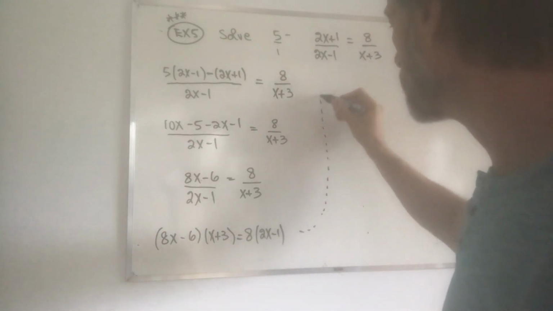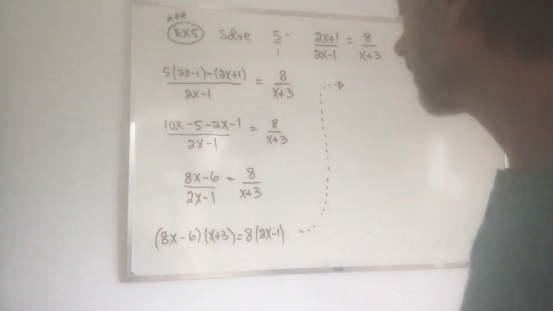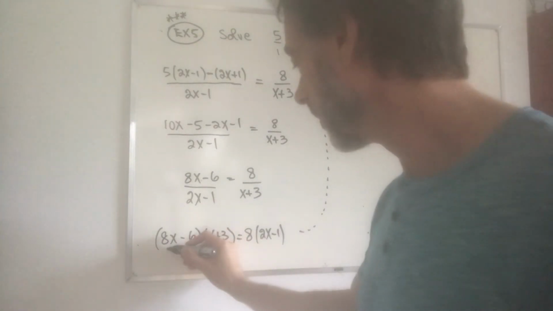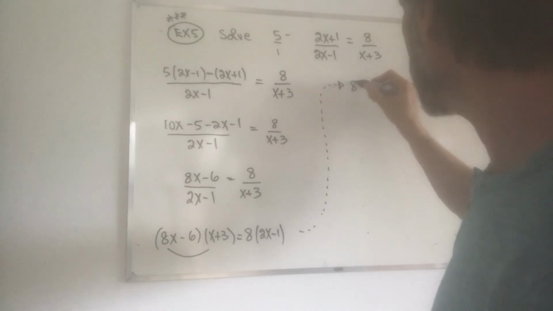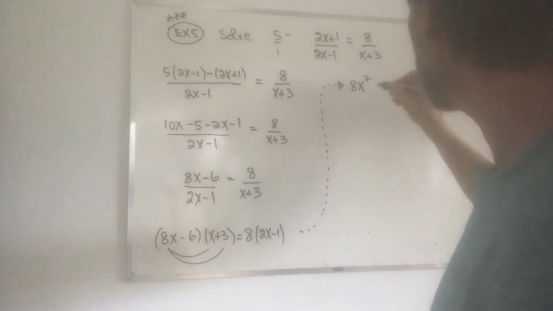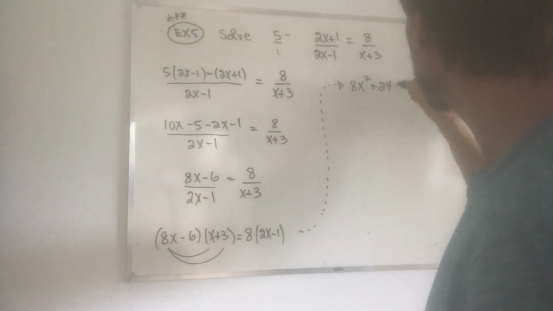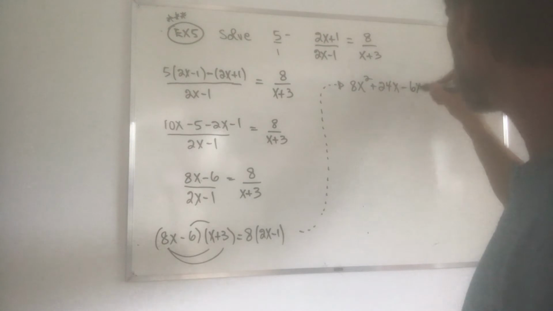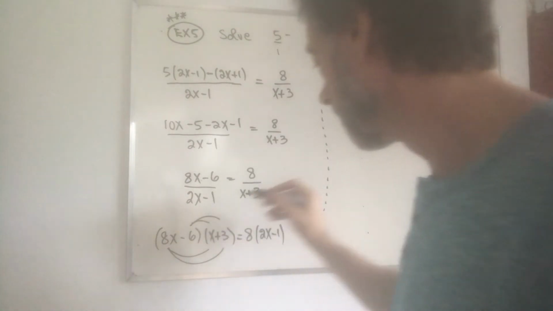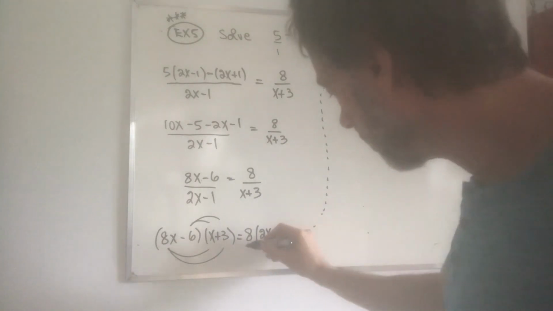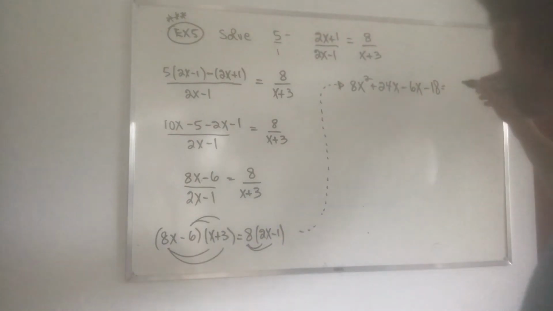Let's continue this over here. Let us open this bracket. So 8x times x is 8x squared plus 24x minus 6x minus 18. That would be equal to 16x minus 8.